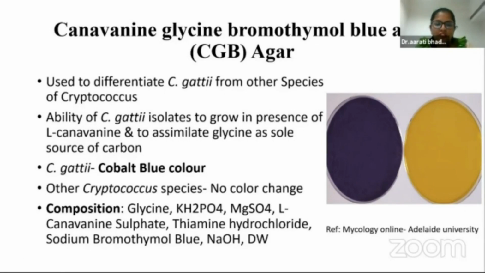Next we will see CGB agar, Canavanine, glycine, bromothymol blue agar. This is used to differentiate Cryptococcus gattii from other species of Cryptococcus. The ability of Cryptococcus gattii isolates to grow in presence of L-canavanine and to assimilate glycine as a sole source of carbon is detected here. Here you can see this is cobalt blue color. Cryptococcus gattii will give cobalt blue color, and in other Cryptococcus species there will be no color change.